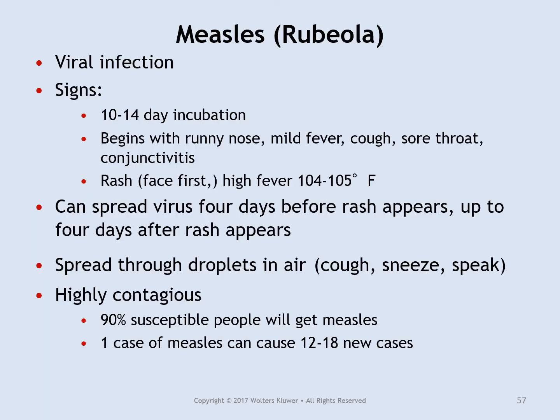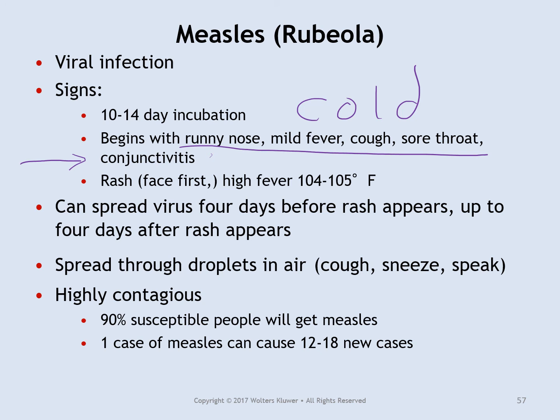Another of our vaccine preventable diseases is measles. The other name for this is rubeola. Sometimes you'll hear the old school doctor or nurse call it rubeola. Measles is a viral infection. It has about a 10 to 14-day incubation period, which is pretty standard for a virus. First signs of measles: runny nose, mild fever, cough, sore throat. Again, this sounds like my kid has a cold. Little kids get a cold all the time. He'll be fine. You may or may not see conjunctivitis, which is inflammation of the membranes around the eye, commonly called pink eye.